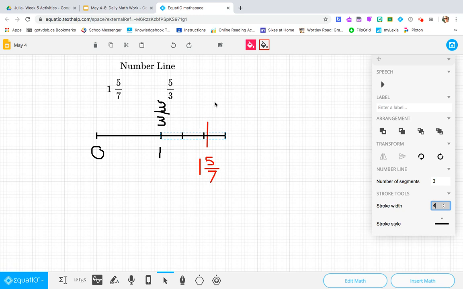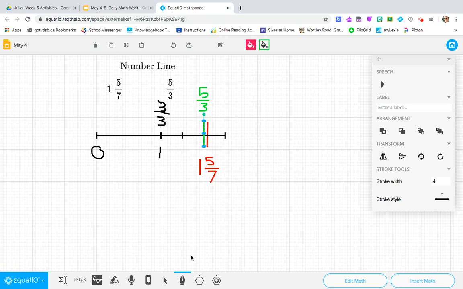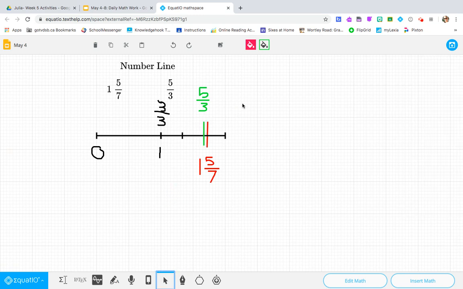Oh, they are so close. So let's insert another line on here. I'm going to change the color of that line to make it different. Green is fantastic. And I'm just going to draw in that is where our 5/3 line is. Let's click off there and have a look over our work. Right, there we go. And we can see again that 5/3 is just slightly smaller than 1 and 5/7.